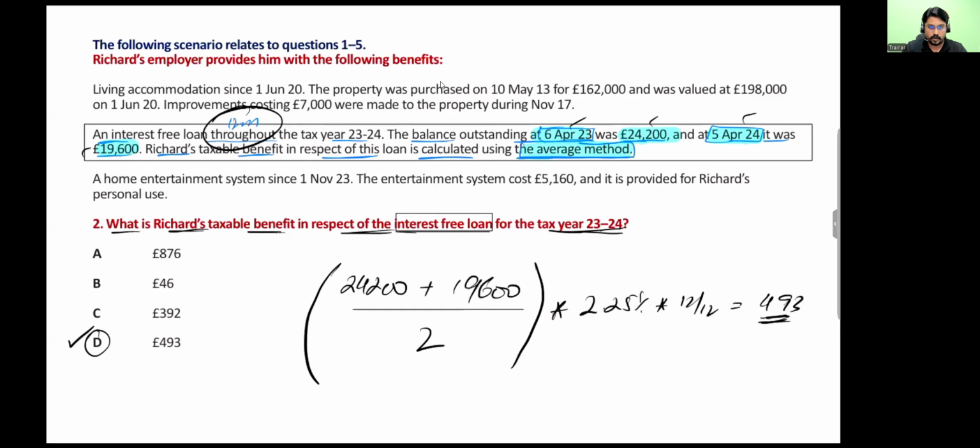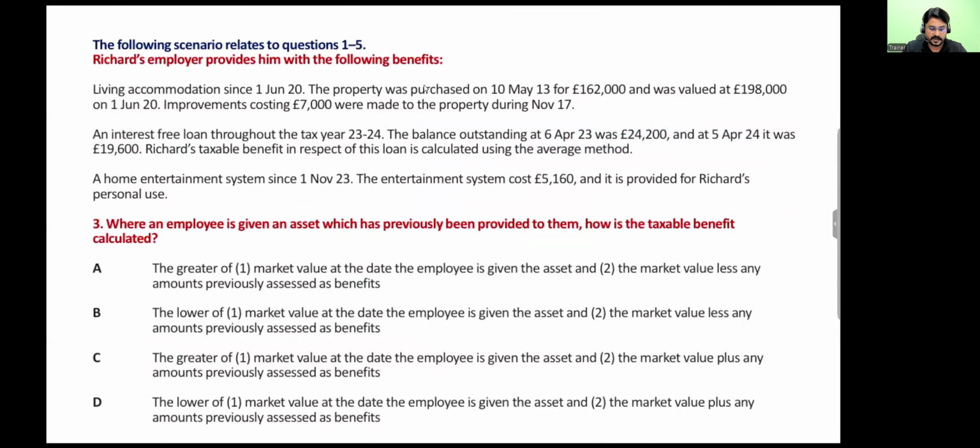Moving forward, here we go. Here we have the third question of the scenario. By the way, this question is not pertaining to the any paragraph of the question. That's a general question. Your time starts now. 3 minutes time to decide your answer.